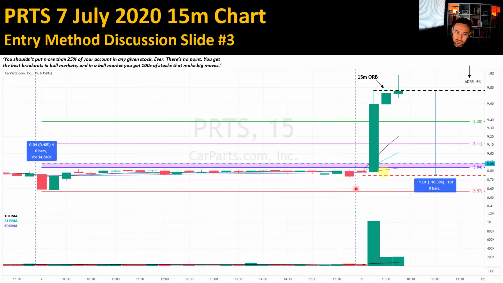Furthest I could go back and still see it is the 15-minute chart. Okay, so if you were waiting for the breakout, an opening range breakout on the 15-minute chart, this is why trading's not perfect. It doesn't go anywhere. This vertical line here represents a session.